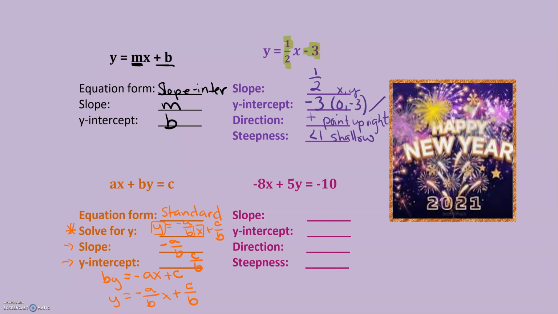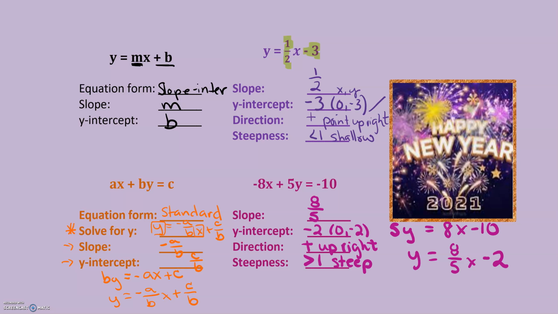also want you to then solve for y in our last example there, and tell me what the slope is, what the y-intercept is, what the direction will be, and if it's steep or shallow. When you're done with that, unpause the video and let's see if you're correct. If you did not get those answers, cross out your work and show the correct work there.